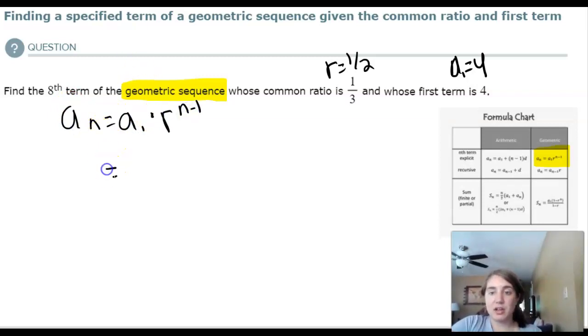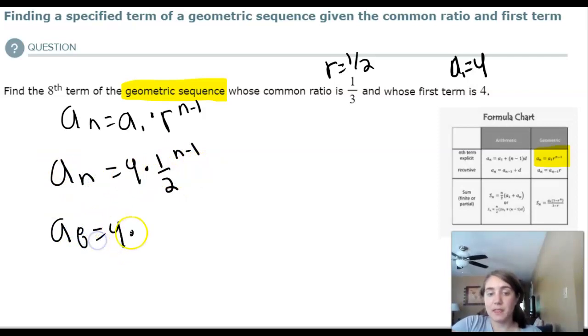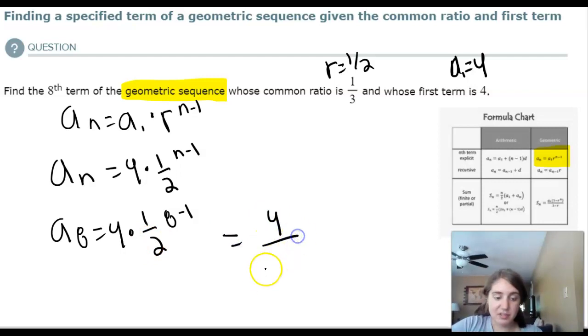I know that A1 is 4, R is 1/2. So that's my basic formula. Now it wants the 8th term. So everywhere I see n, I'm going to put an 8. And this will get me 4 over... Oh, I made a mistake. That's 1/3.